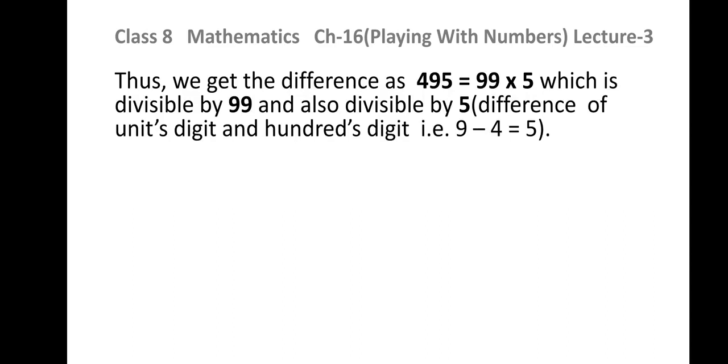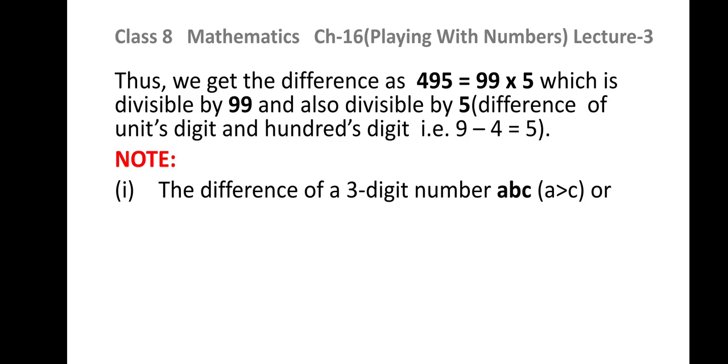Thus, we get the difference as 495, which can be further written as 99 into 5, which is divisible by 99 and also divisible by 5, which is the difference of the units digit and hundreds digit, that is 9 minus 4 is equal to 5. So, what we have concluded?